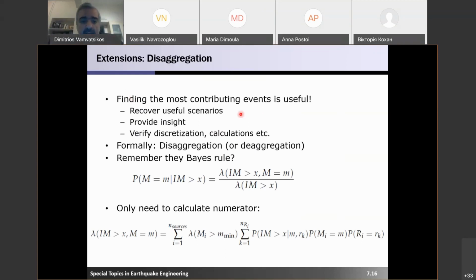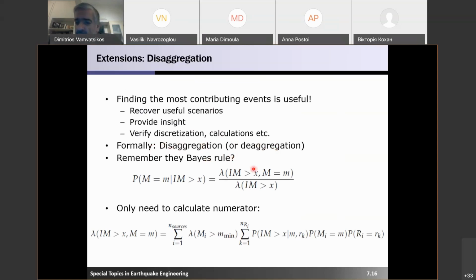So it's important to recover useful scenarios for multiple reasons. They provide insight, they help you communicate results, and they also help you understand if you made a mistake. They help you verify discretization, verify calculations, etc. It's very, very useful. And it also gives people some understanding to say, okay, is that really possible? Should I design for that? Should I take that into account? All of those little things. Super important. Now, formally it's called disaggregation or deaggregation. Which of the two terms to use? I think there have been papers about this, but it doesn't really matter. I think most people call it disaggregation nowadays.